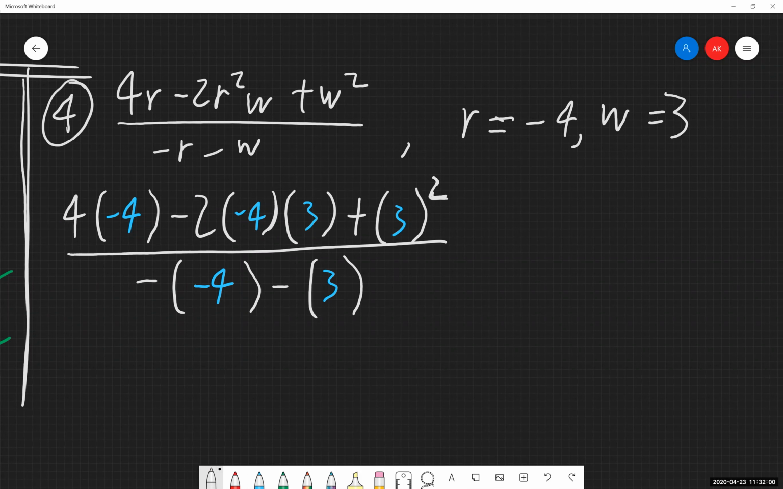Oh, I forgot the squared in there. It's kind of important. By kind of, I mean very. Okay, so does everything line up? The R's are all -4s, the W's are all 3s, all the signs and everything are written in correctly otherwise. Looks good.